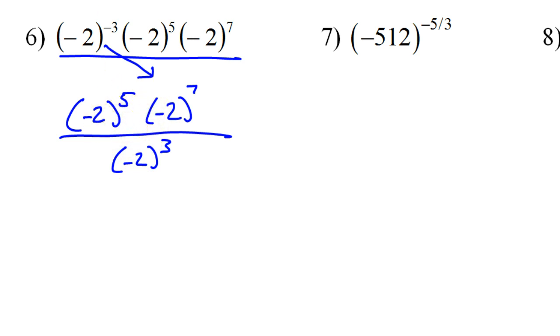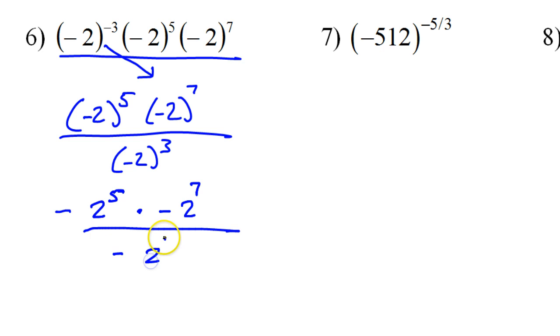So it's sort of like you have negative 2 to the 5th power times negative 2 to the 7th power over negative 2 to the 3rd power. Okay, all the negative signs survive. Now 2 to the 5th power is 32. So I have negative 32.